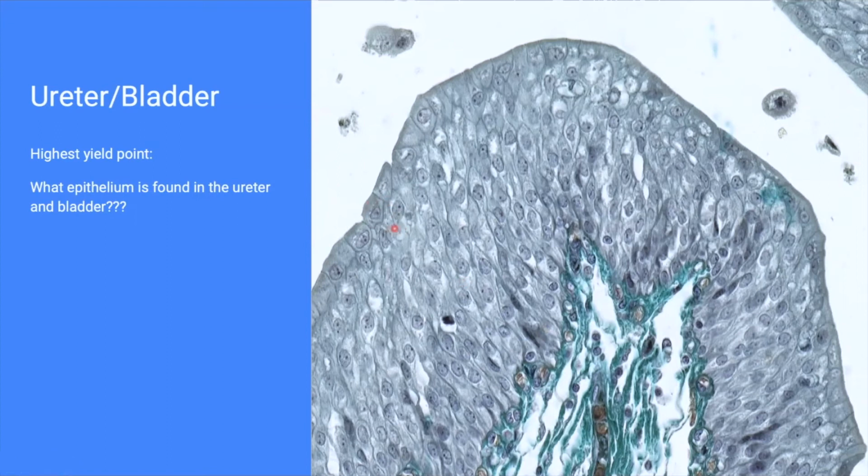Why this is called transitional is because in the ureter and bladder, when it becomes distended with urine, this epithelium allows for some stretch, and these cells, when they're stretched, flatten to become a squamous shape. So it becomes a stratified squamous when distended, so it transitions into that epithelium. So a transitional epithelium appears as a stratified cuboidal epithelium when not distended, and when distended will appear as a stratified squamous epithelium.